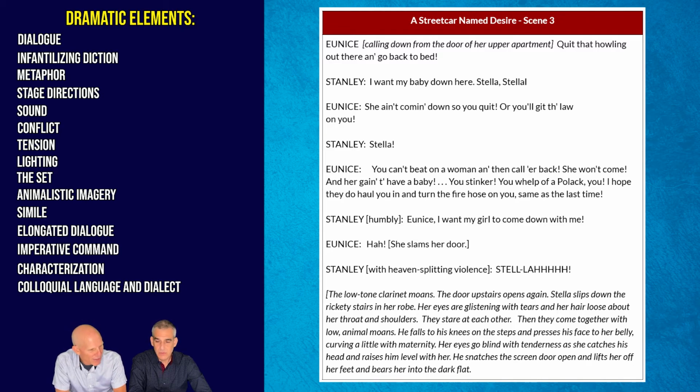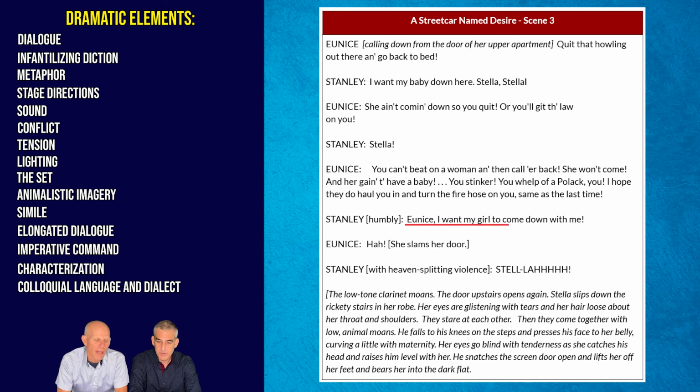Well, and then she says, go ahead, or we'll turn the fire hose on you, same as last time. Same as last time. That really implies that cycle of abuse, and it's spoken with a very angry tone. This is Tennessee Williams making some really strong commentary on domestic violence. Don't do this. Do not do this, especially multiple times.